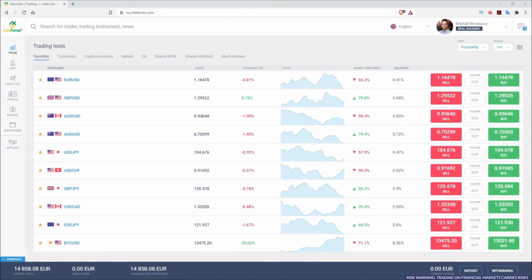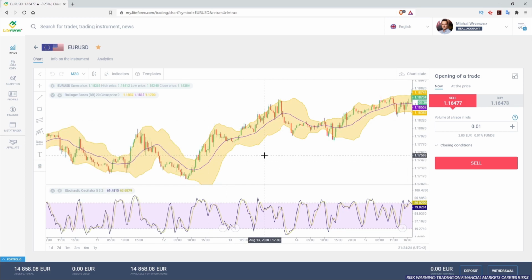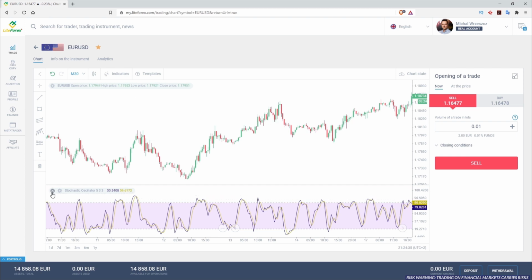So guys, now let's check some examples on the charts. Okay guys, now we are in the client's cabinet. Let's choose some asset, for example the EUR/USD currency pair. The chart is opening and I have already added the Bollinger Bands and the Stochastic Oscillator to the chart, but let's do it again together.